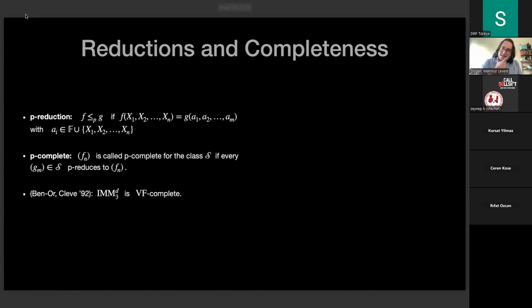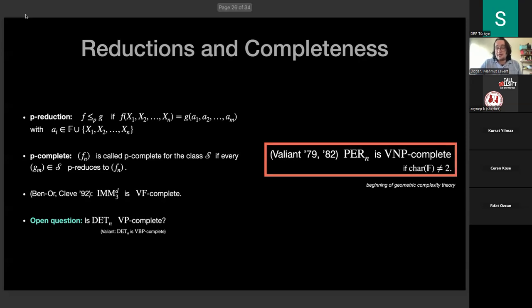It's not clear whether there is a complete problem in any of these classes. What we know is that the iterated matrix multiplication of 3 by 3 matrices is complete in VF. So it's the hardest problem in VF. What we don't know, it's an open question, is whether the determinant is VP complete, complete in the class of polynomials that have small circuit size. We don't know if it's complete or not. We know that it's complete in a smaller class, but I didn't define it and I will not talk about it.